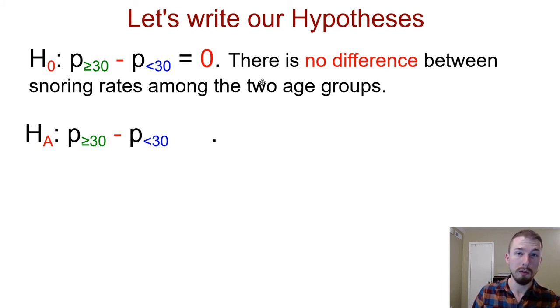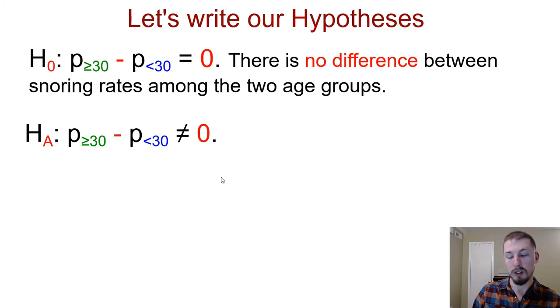Now our alternative, we want to know if it's a one-sided or a two-sided test. So do we just want to see if there's a difference in general, or do we specifically want to see if it's more likely that you are to snore when you're older? So it makes sense. You could do a one-sided upper. You also could just do a two-sided test to see if they're different.